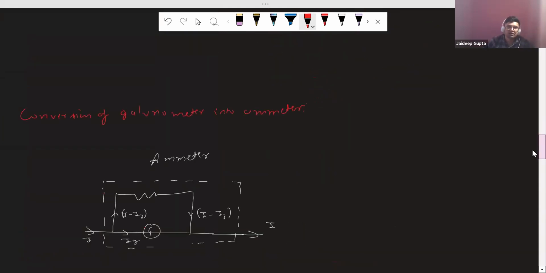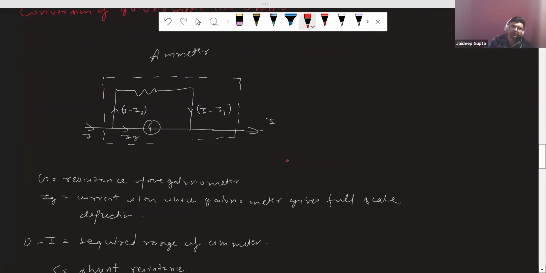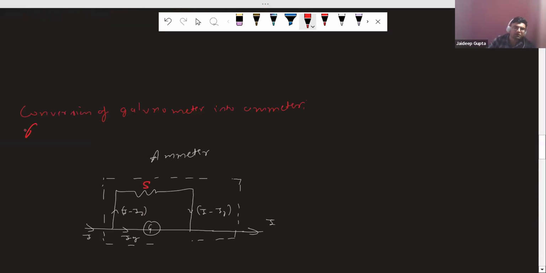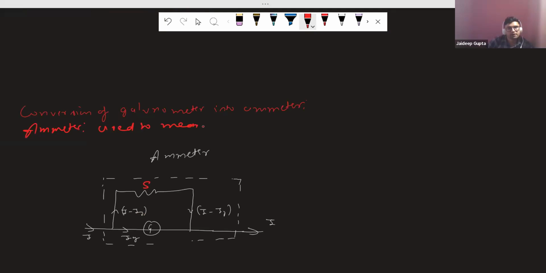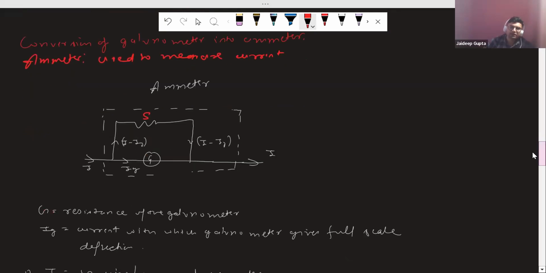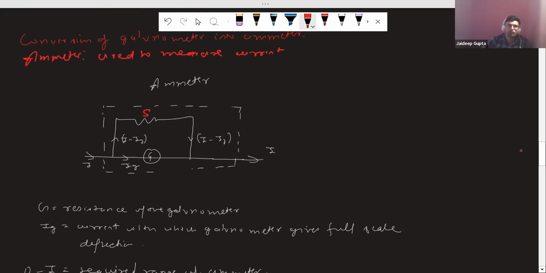Now, conversion of galvanometer into ammeter. This is called a shunt. If we have to change a galvanometer into an ammeter, then we use a resistance which should be connected in parallel. An ammeter is a device used to measure current. So we connect a resistance in parallel with the galvanometer, and the resultant device will be an ammeter.